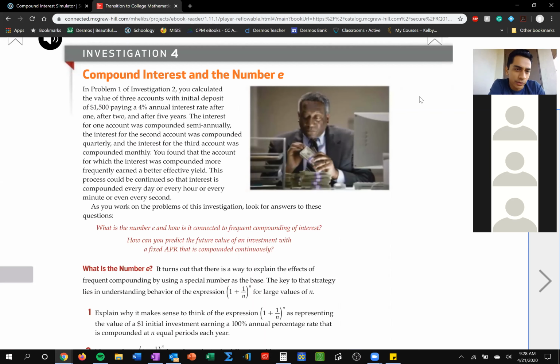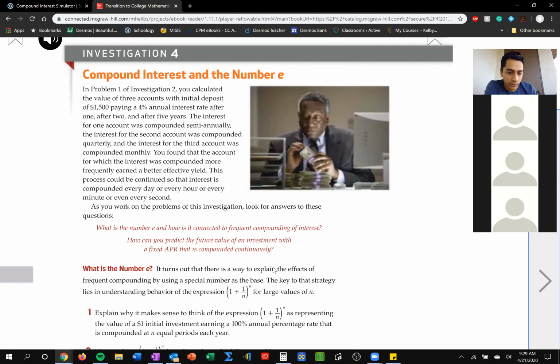Okay, so now here's the situation. In problem 1 of investigation 2, going way back, we can refer back to it in a second. It's basically saying that we calculated the value of 3 accounts with initial deposits. So we had a deposit of 1,500 that was paying a 4% annual interest rate. And we checked it after 1 year, after 2 years, and after 5 years. We calculated it with 3 different types of compound rates. One account was compounded semi-annually, the other account was compounded quarterly, and the third account was compounded monthly.